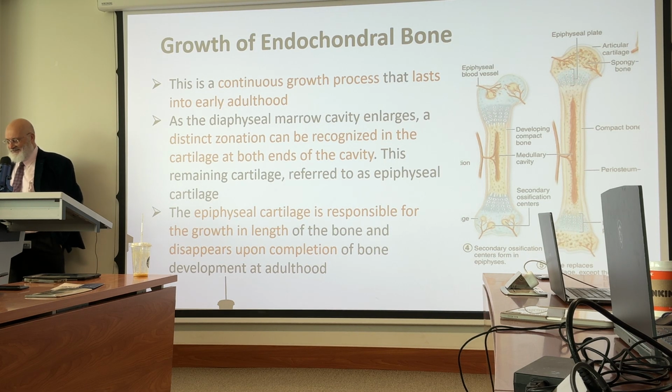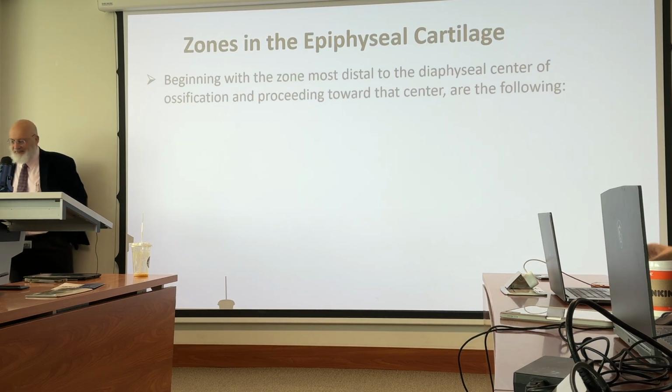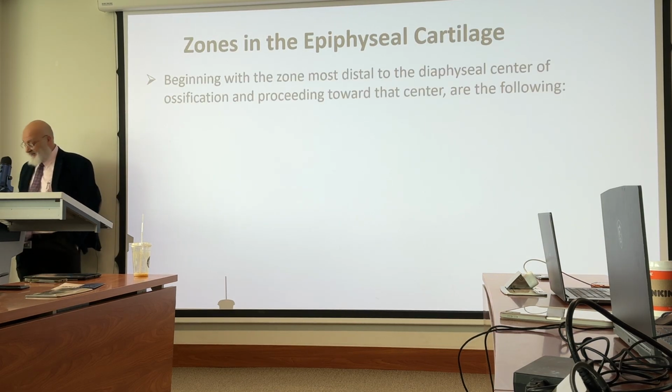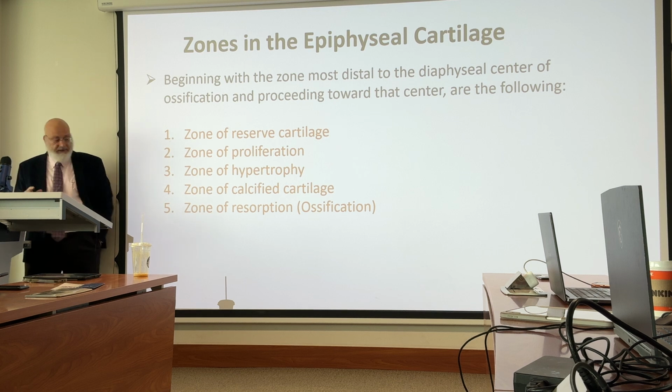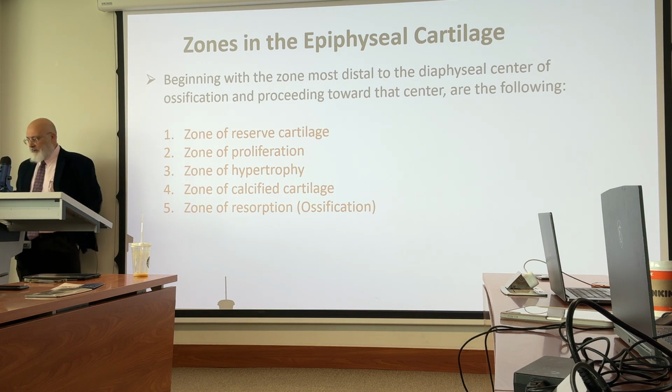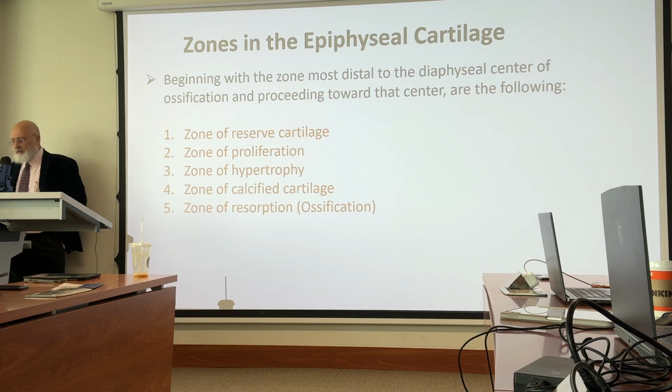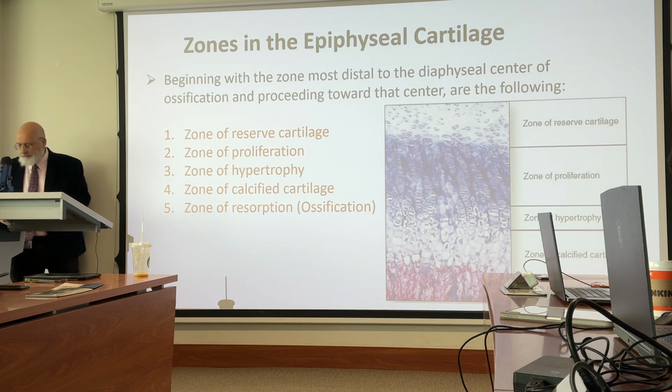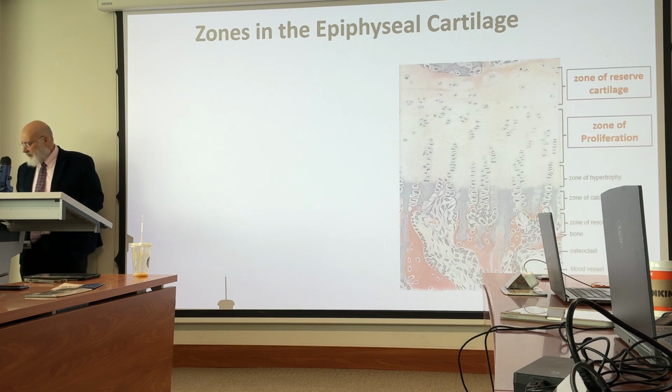When you look at this, we actually divide it into many zones. The real cartilage is hyaline cartilage, but it has specific zones that we discuss. The first one is called reserve cartilage, which is the one close to the articular surface, followed by proliferation, hypertrophy, calcified, and then the ossification zone, which is the one closer to the bone marrow. So this is just a picture, we'll talk about those in detail.